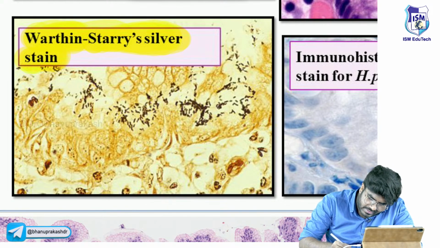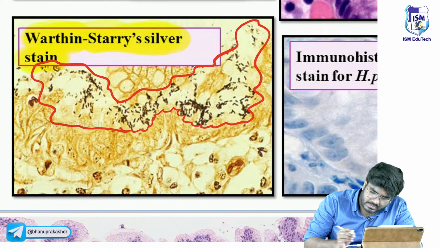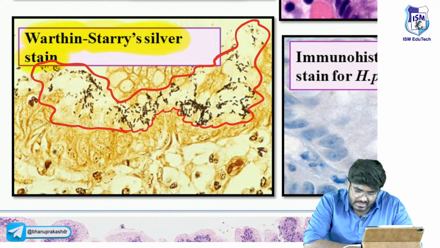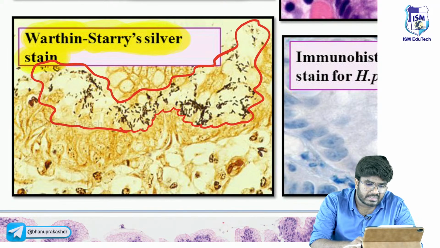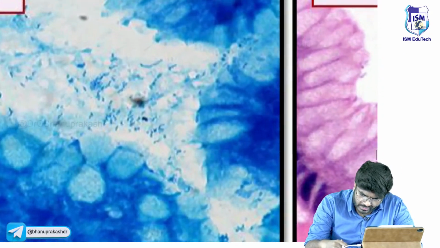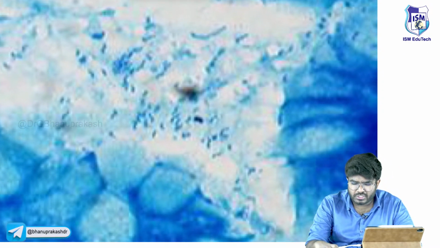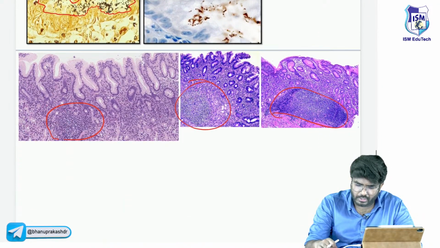You can very clearly see these organisms. All these black dots, this rod-shaped bacteria, are the Helicobacter pylori. So what is the important stain used to look for Helicobacter pylori? It is Warthin-Starry stain. Not only Warthin-Starry stain, you can use the Giemsa stain. Even here, you can clearly see small dots present in the lamina propria. They are nothing but the Helicobacter pylori.